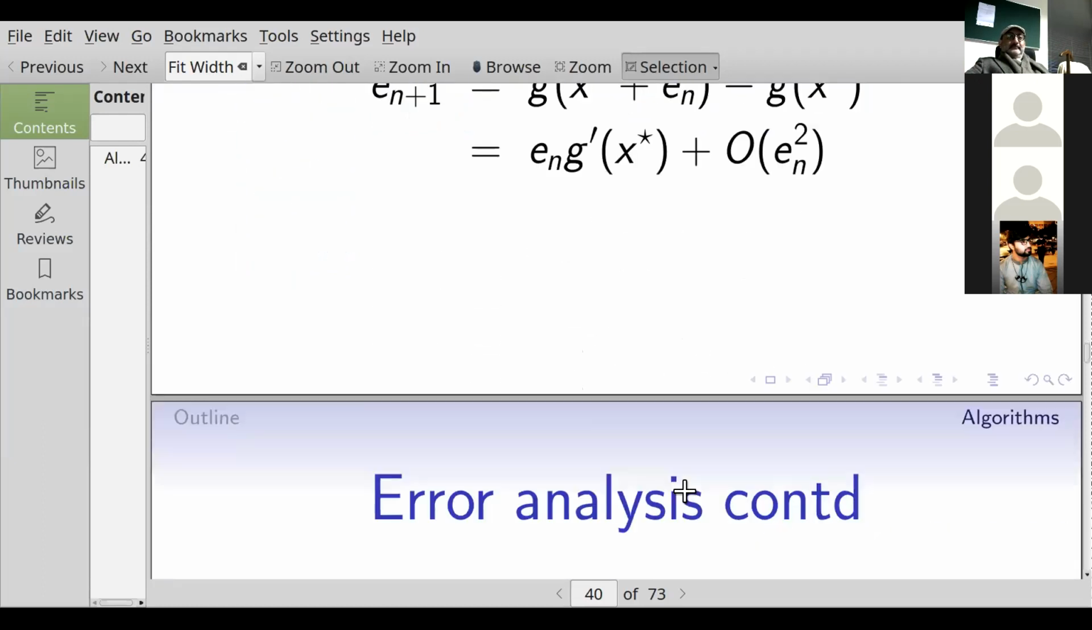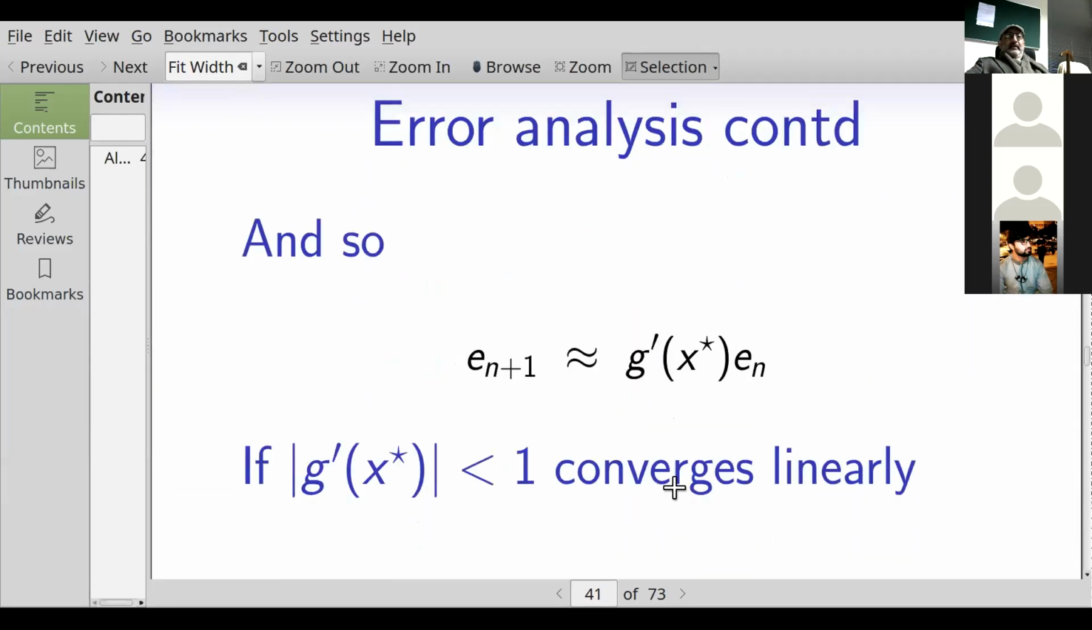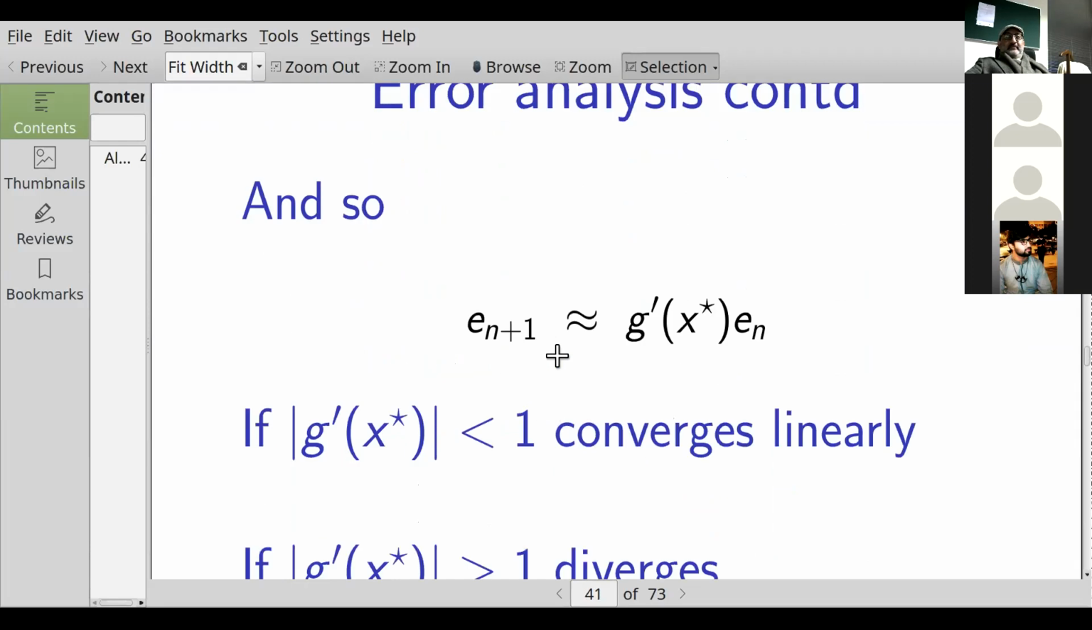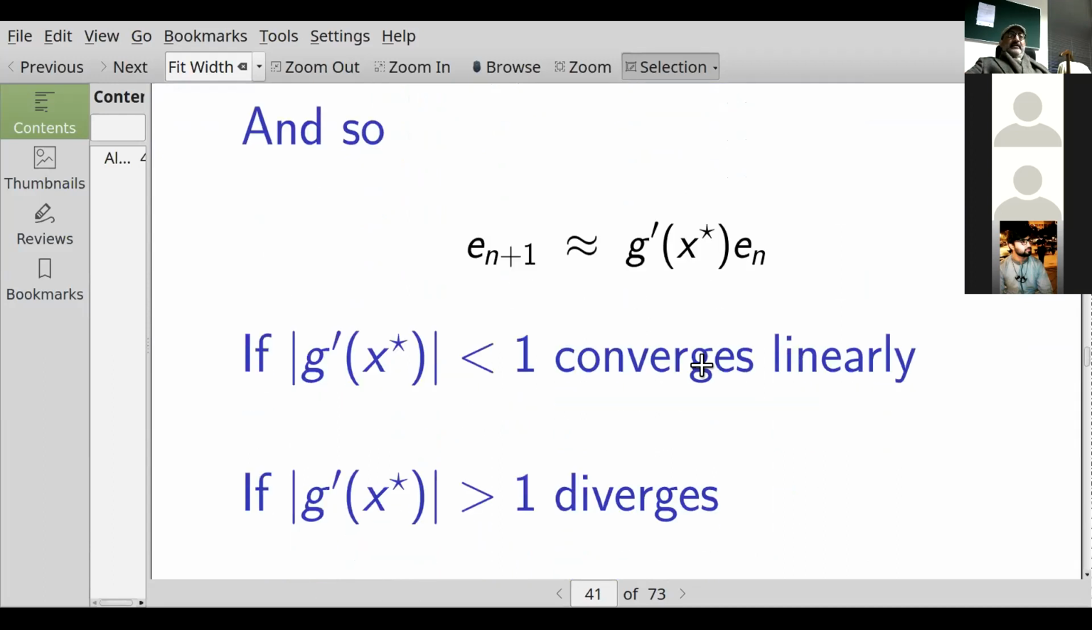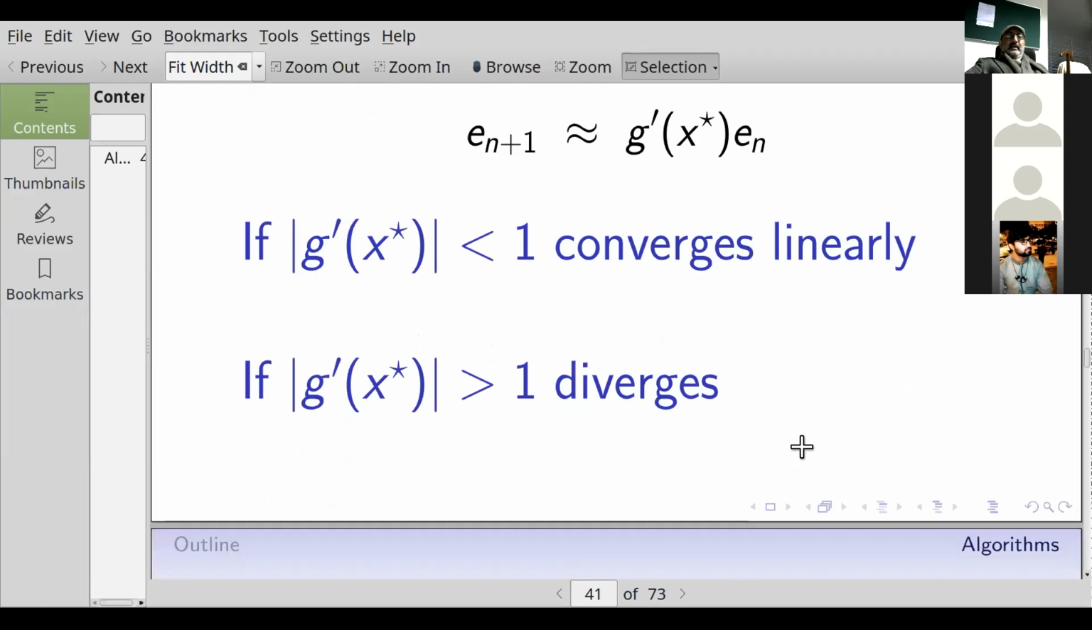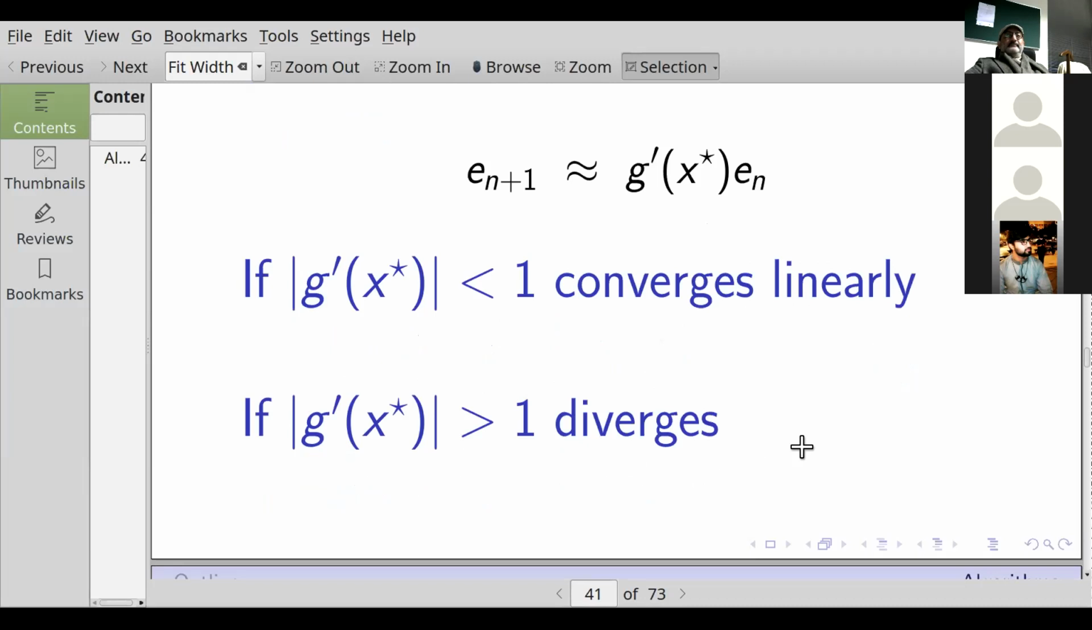So e_{n+1} is approximately equal to the derivative of g at the root times e_n. So if the magnitude of the derivative of g at the root is less than 1, it converges, and it's a linear equation. So we say that it converges linearly. And if the magnitude of g prime at the root is bigger than 1, then the error is increasing. Okay? And then we'll have divergence. Okay?